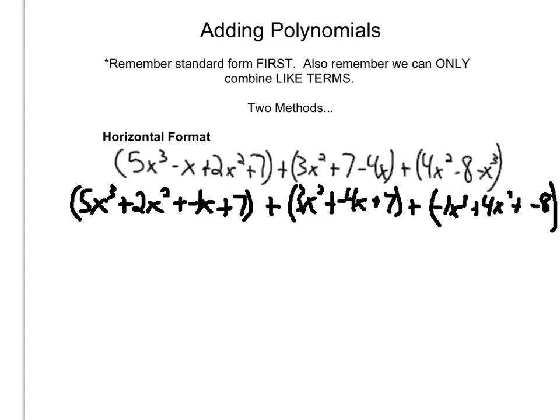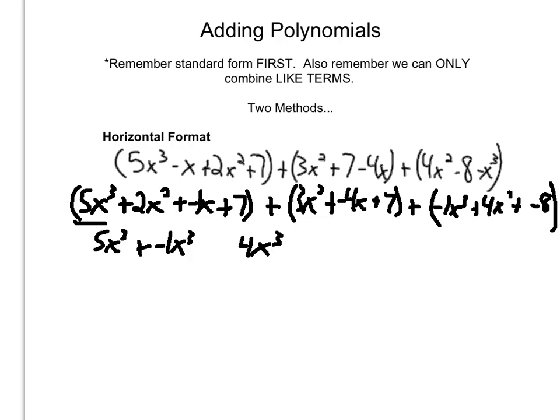Really, we could just write them without the parentheses and have 5x cubed plus 2x squared plus negative 1x plus 7, so on and so forth, all the way down the line. So what we're going to do is combine like terms. First I'm going to look for the cubes. I got 5x cubed, and in this one I don't have an x cubed. In this one I do, so I'm going to take 5x cubed plus negative 1x cubed, and that equals 4x cubed.